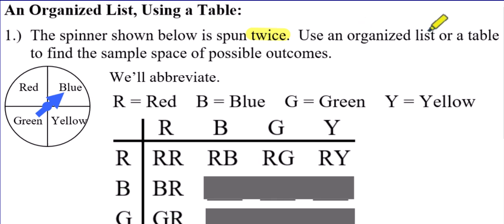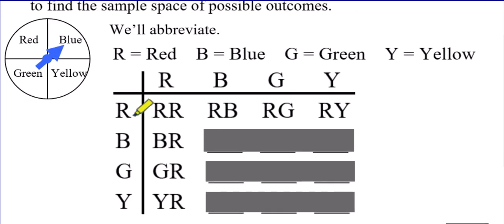Use an organized list or table to find the sample space of possible outcomes. Okay, I've already started this one for you, and this is pretty much both an organized list and a table. The table is helping us to get our organized list. So we have colors red, blue, green, and yellow, and yes, we are abbreviating. And for the second spin, red, blue, green, and yellow. So I've made columns of those colors and rows of those colors, and as you can see, this will then give us the sample space.